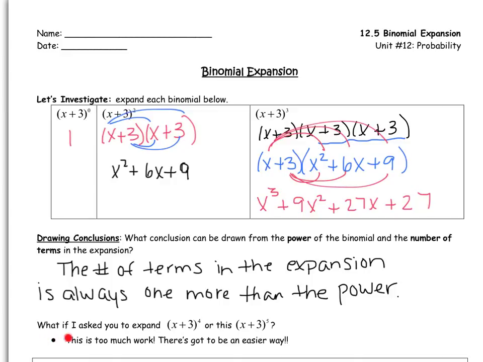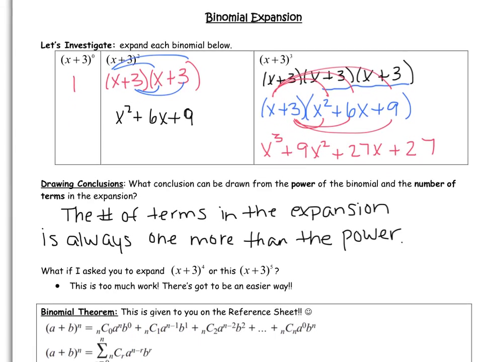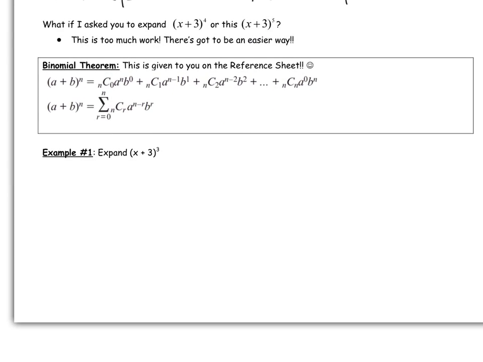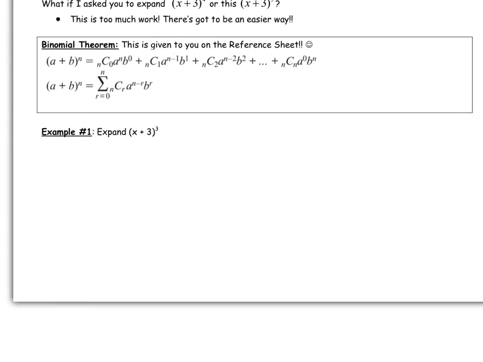So what if I asked you to expand x plus 3 to the 4th, or x plus 3 to the 5th? You're probably going to be like, oh my gosh, too much work. Is there an easier way? And yes, there is. There's something called the binomial theorem. And this is given to you on the reference sheet, so you don't have to memorize it.